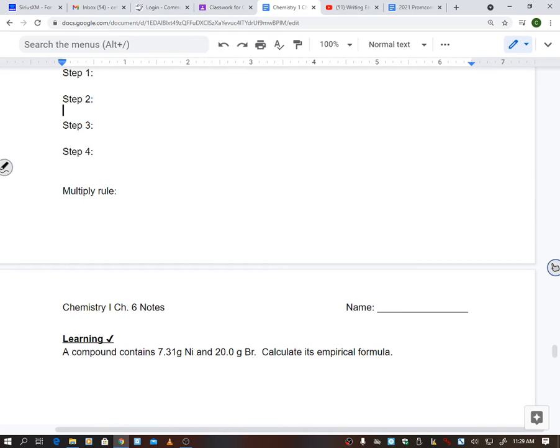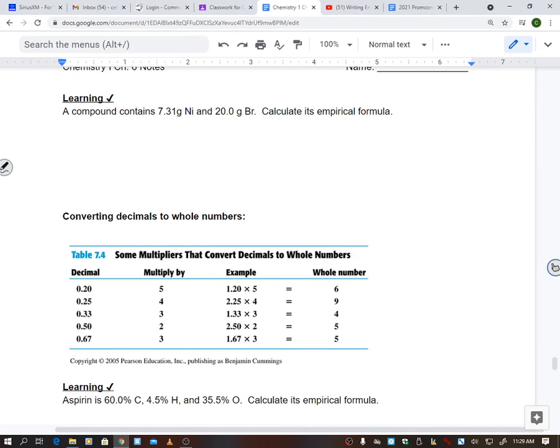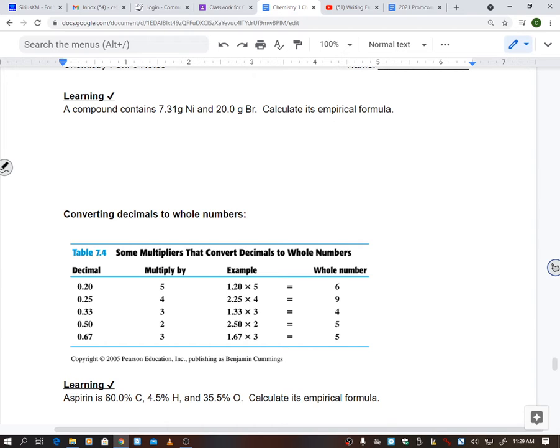All right, so let's look at a learning check. We have a compound that contains 7.31 grams of nickel. Now, they didn't give us percents. They went ahead and gave us grams in this case, and 20 grams of bromine. Calculate its empirical formula. So, first step is going from grams to moles.